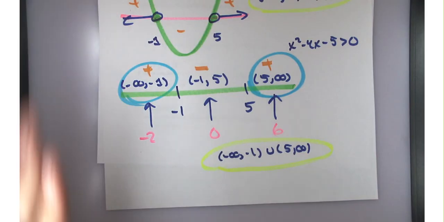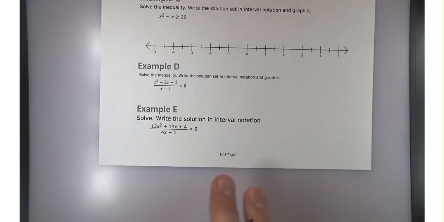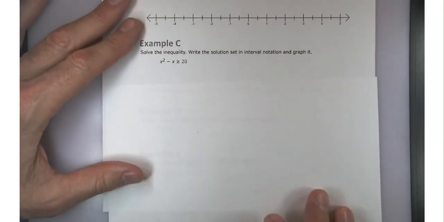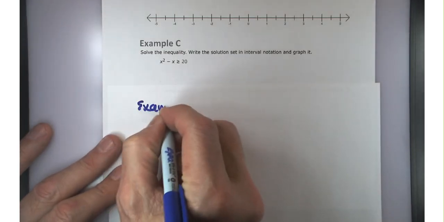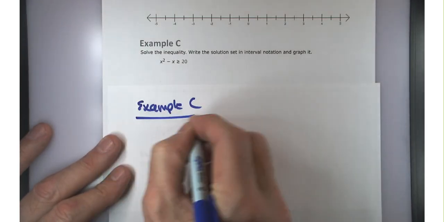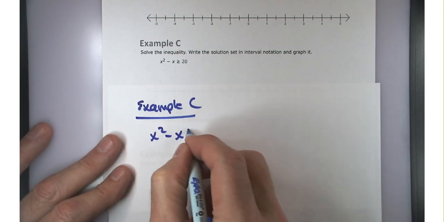All right, comments on example B here. We'll do a few more, actually a bunch more. Let's do another kind of warm-up problem with a polynomial before we start working with our rational polynomials. So this would be example C. Our polynomial this time is x squared minus x is greater than or equal to 20.